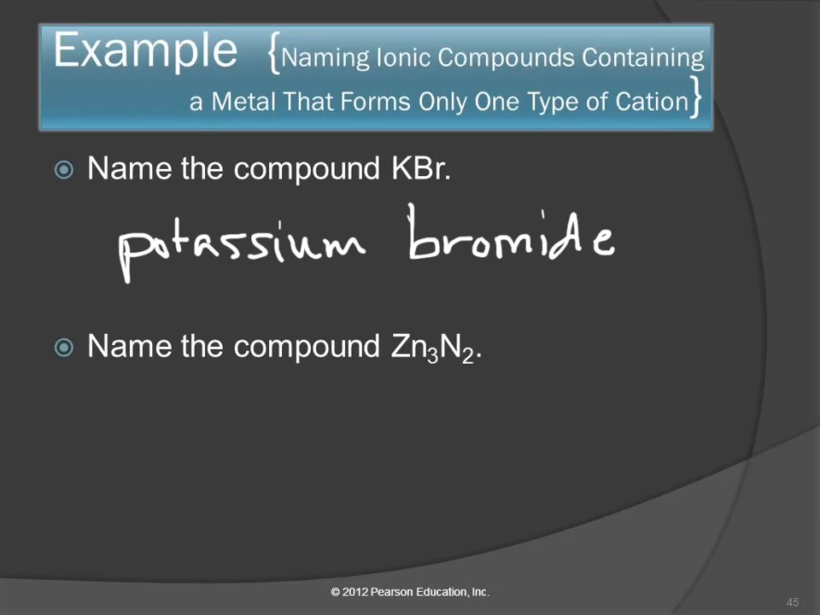Let's do Zn3N2. Well, Zn, what kind of element? Metal or non-metal? Metal. Is it in group 1, 2, 3, zinc or silver? Yeah, it's zinc and silver. So it doesn't need a Roman numeral. And so we just write the element name, zinc. And the other element is nitrogen. She's a girl. She's going to change her name. Nitrogen becomes nitride. So this is zinc nitride.